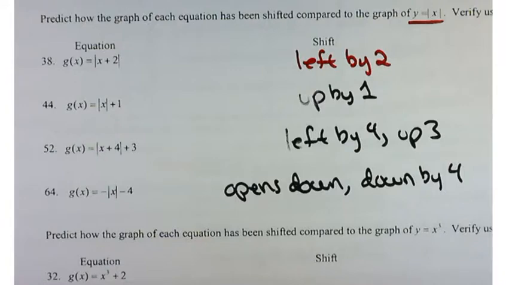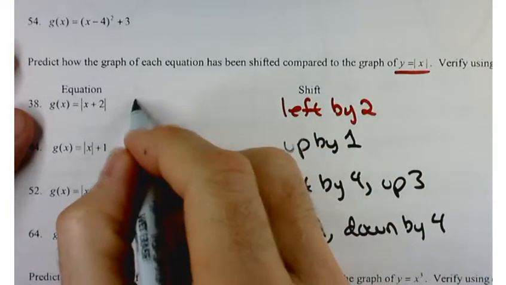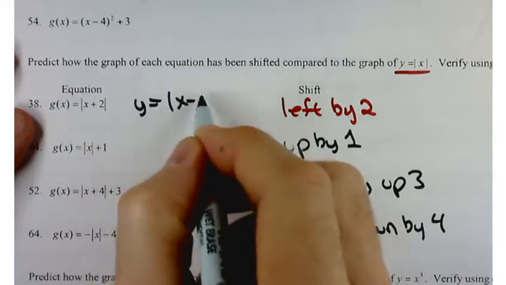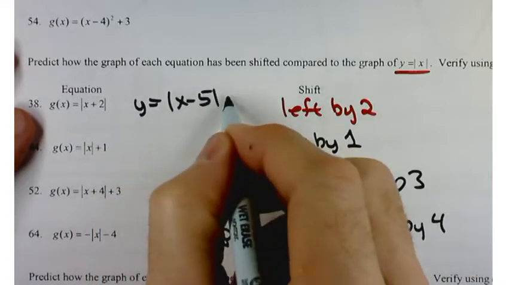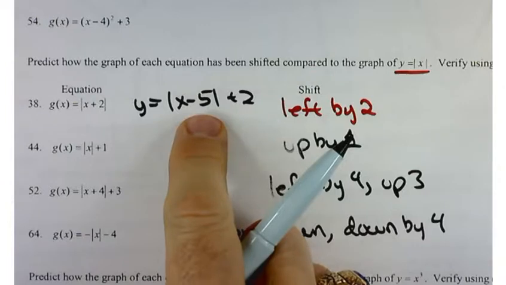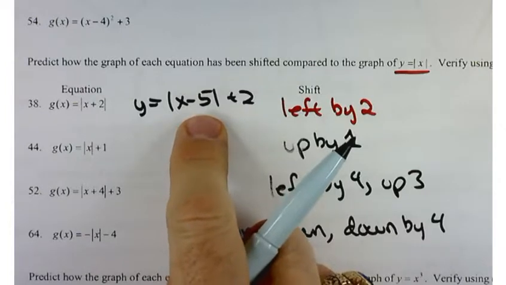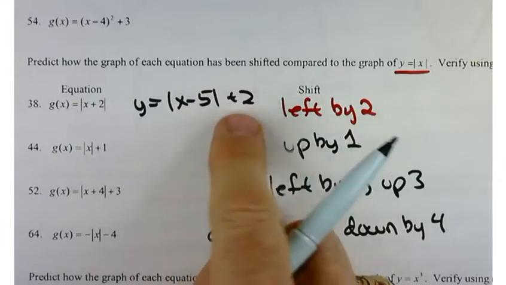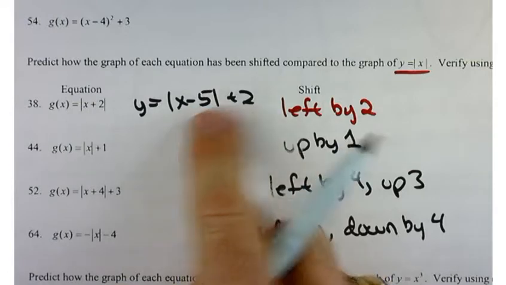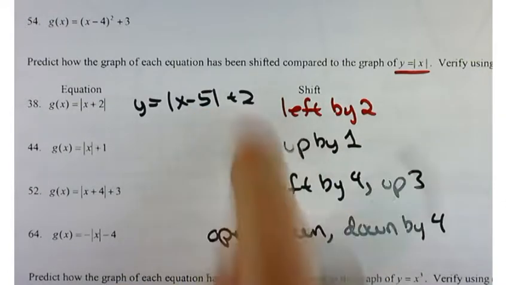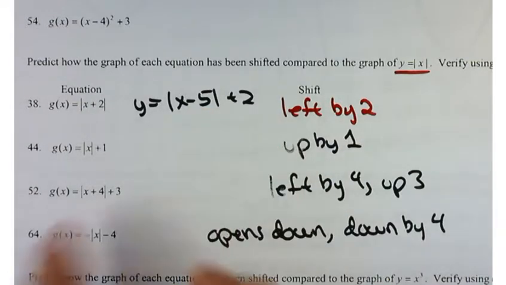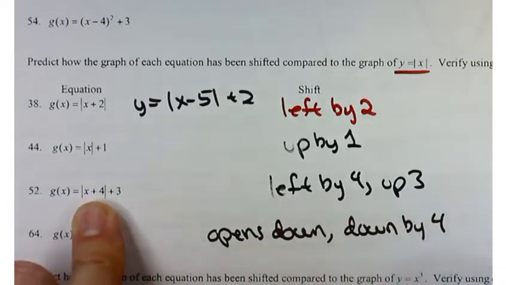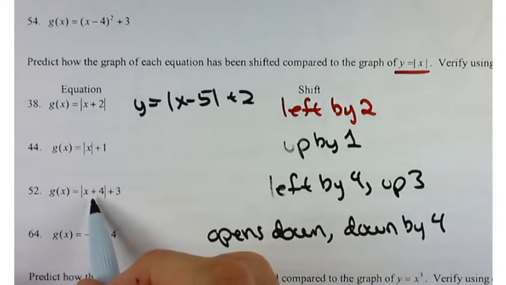You would shift to the right if I had something like y equals the absolute value of x minus 5. That would be a shift to the right because there's a minus here as opposed to a plus. And then it would be shift to the right by 5 and up by 2. So it's stuff that's inside the absolute value that's going to cause a horizontal shift. That causes shift to the left.